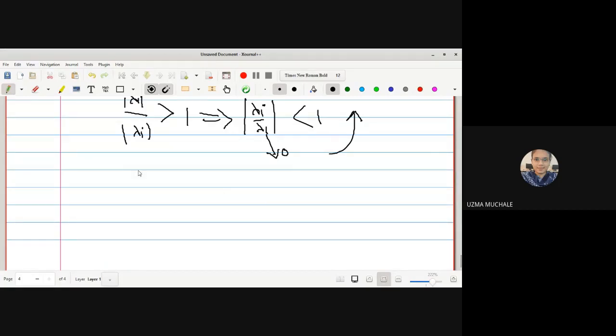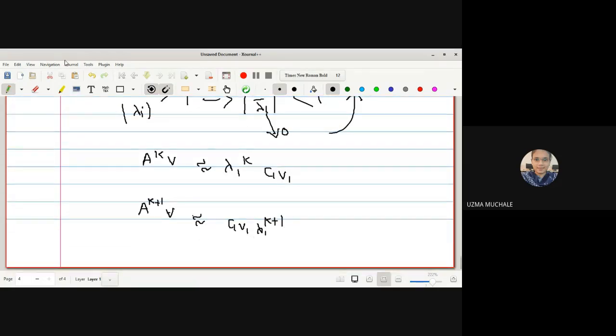So we can write this as A raised to k v is equal to lambda 1 raised to k c1 v1. Similarly, we can write A raised to k plus 1 v is equal to c1 v1 lambda 1 raised to k plus 1. Now the eigenvalue lambda 1 is obtained as the ratio of the corresponding components. So let us find out the value of lambda 1.